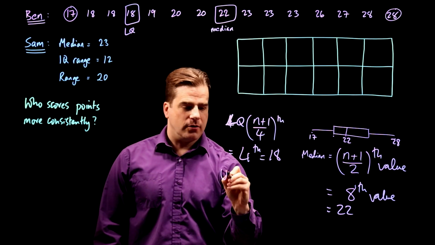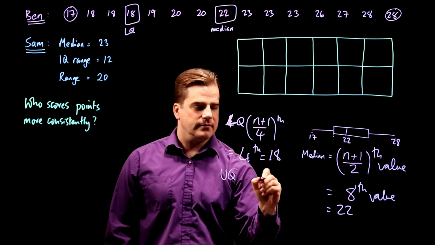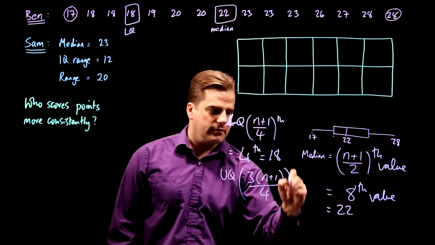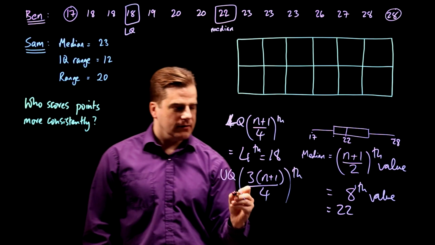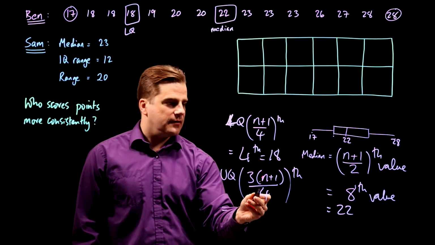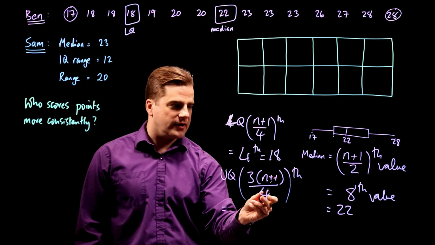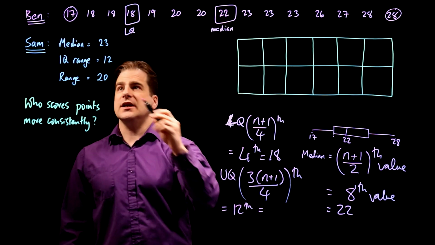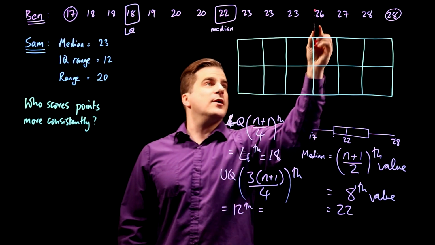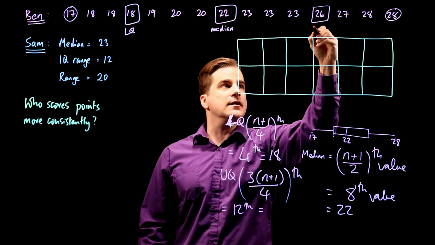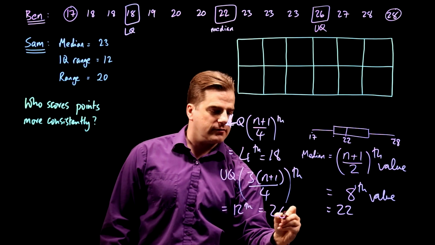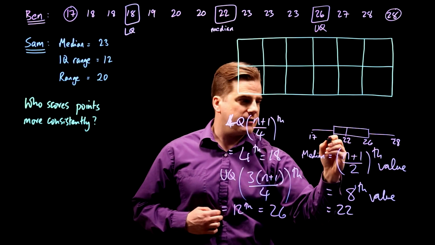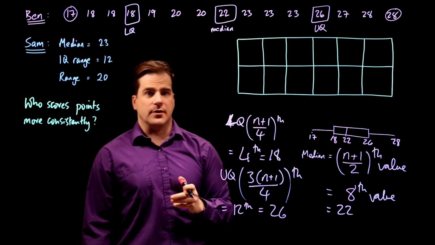Okay, and the upper quartile, it's the 3(n plus 1) over 4th value, okay, which is 15 plus 1 is 16 divided by 4 is 4 times 3 is 12. It's the 12th value, which is, so 8th, 9th, 10th, 11th, 12th, it's 26. Okay, that's the upper quartile. So it's 26. That's 18. We're ready to go. We can do the box plot.